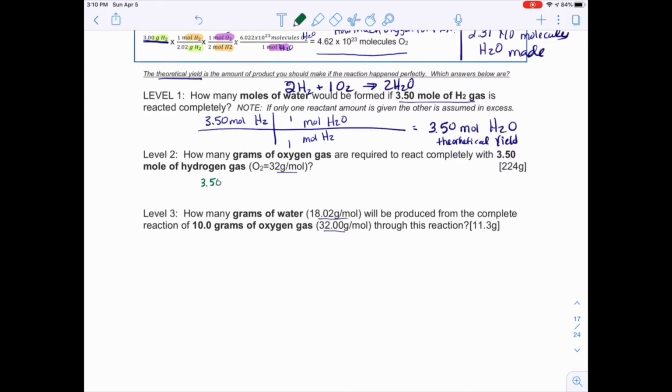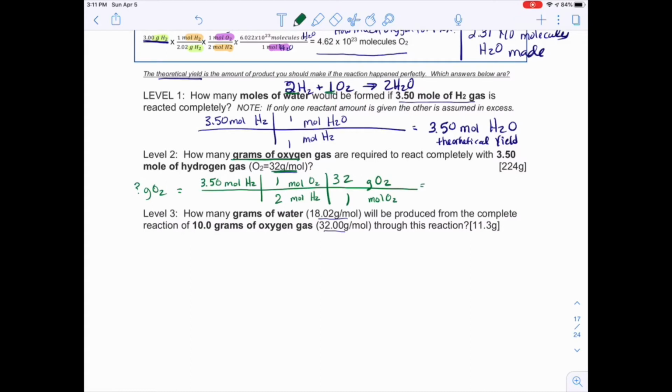So we've got 3.50 moles of hydrogen gas. So I'm going to go from moles of hydrogen gas to moles of oxygen, and then I'm going to go from moles of oxygen, and it wants to know grams of oxygen. So I'm going to go to grams of oxygen. I get the numbers in the middle from the reaction. You notice that there were 2 hydrogens to 1 oxygen. And then this comes from the periodic chart. There are 32 and 1 mole.